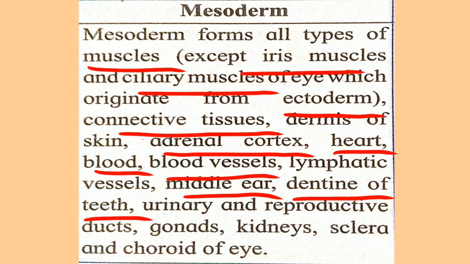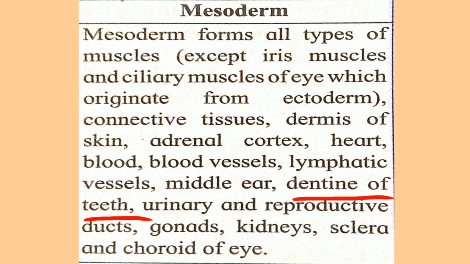Then urinary bladder, urinary tract as well as reproductive tract or ducts are originated from this mesoderm. In addition to this, a very important part you have studied in male and female reproductive systems, that is gonads, that is ovaries and testes, are originated from this mesoderm. Then kidneys are also originated from the mesoderm. Sclera and choroid, these are layers of the eyes, are originated from this mesoderm, that is the middle germ layer. So what is the fate of mesoderm? All these organs are formed from mesoderm.